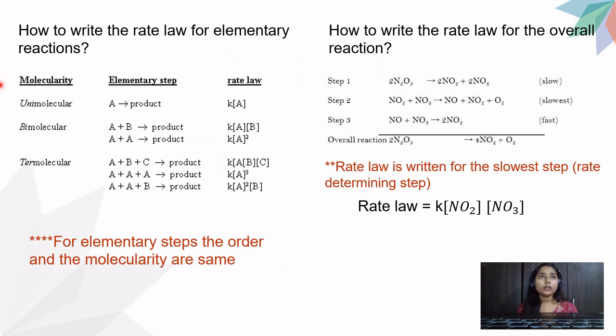I again repeat, elementary steps. Okay, whenever you write the elementary steps, the order and the molecularity are same. Okay, for elementary steps only. And whenever you write the rate law for overall reaction, you have to find out the slowest step, and then you have to write the rate law. The slowest step is also known as the rate determining step. So I hope this much is enough for this video.